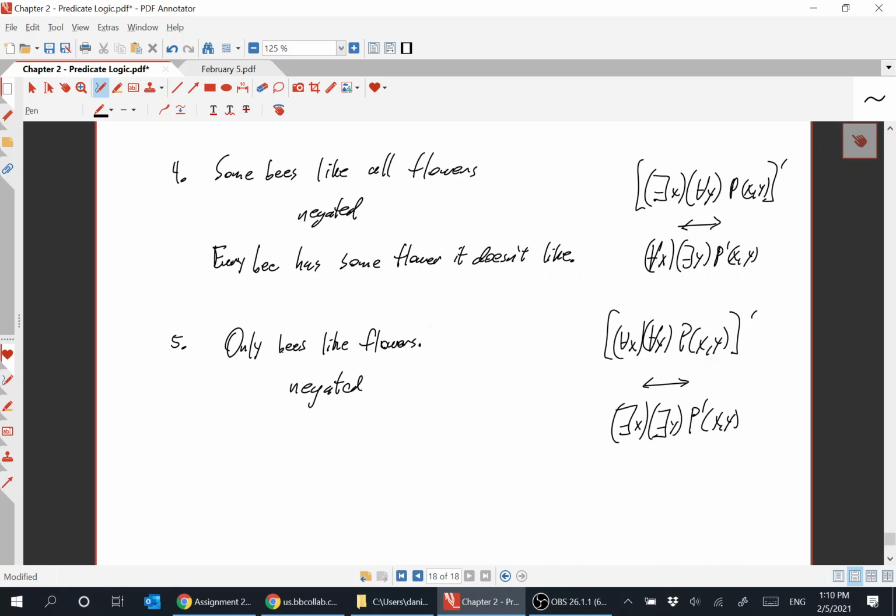someone else likes flowers. Someone else likes which? Right, this is only bees like flowers. Which flowers? All of them. So this is saying someone other than a bee likes which flower? Some kind of flower. Some kind of flower, right. So someone who is not a bee likes some kind of flower.